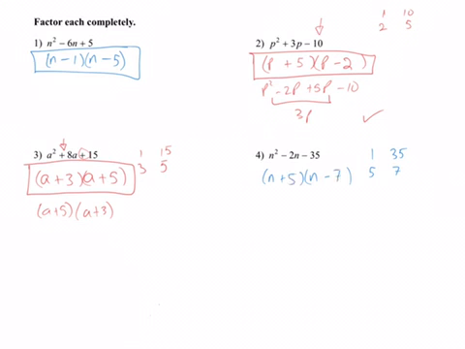Why? Because this is negative. So I'm going to want the bigger number to have the negative sign, because negative 7 plus 5 gives me that negative 2. Again, you can FOIL that to check it, but that's just how it's going to work out. So good job.